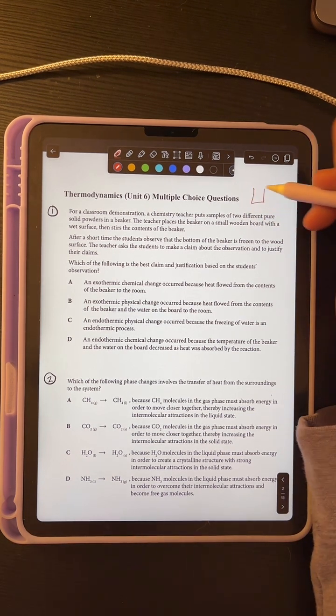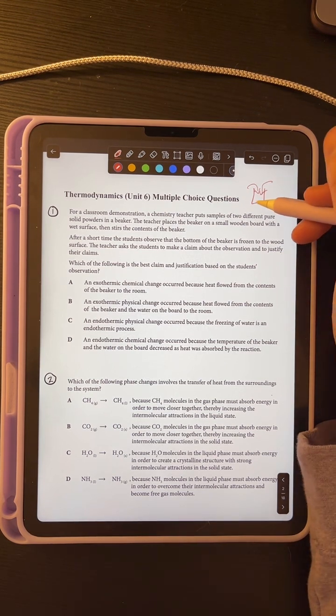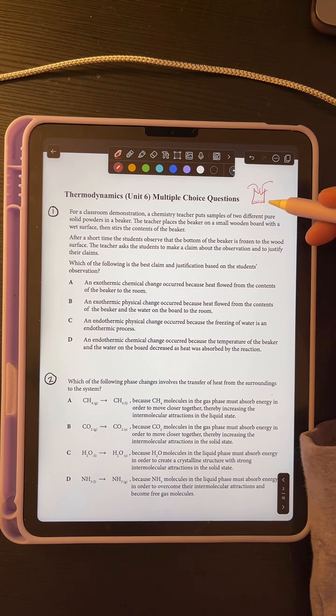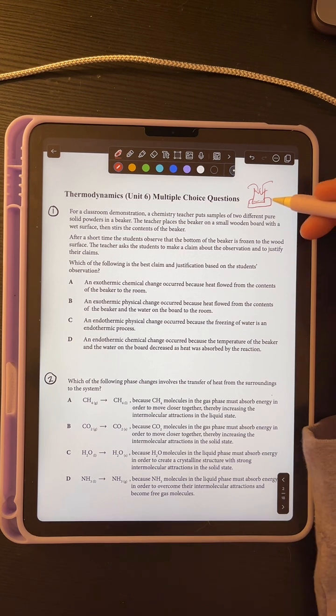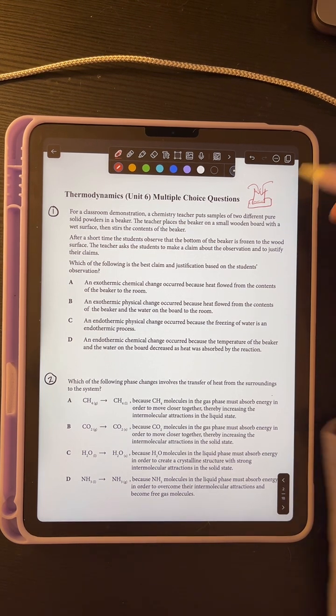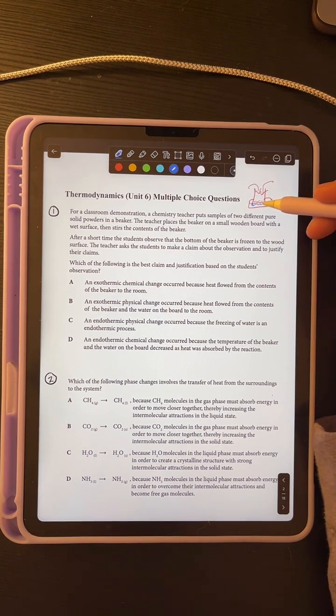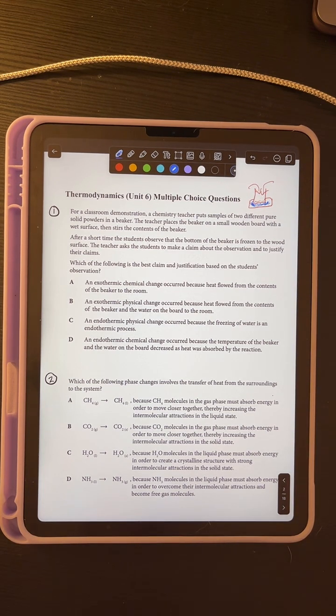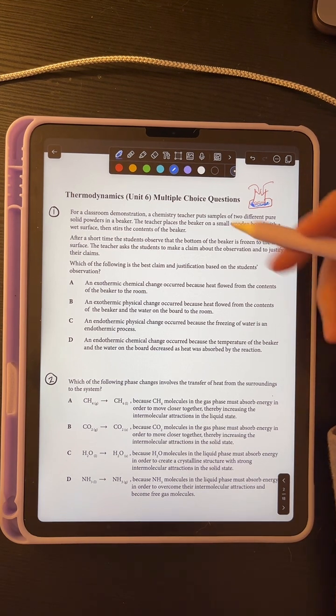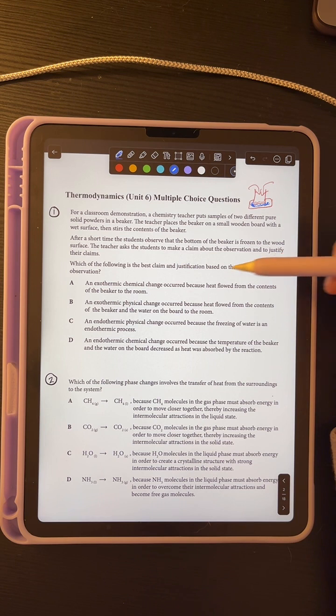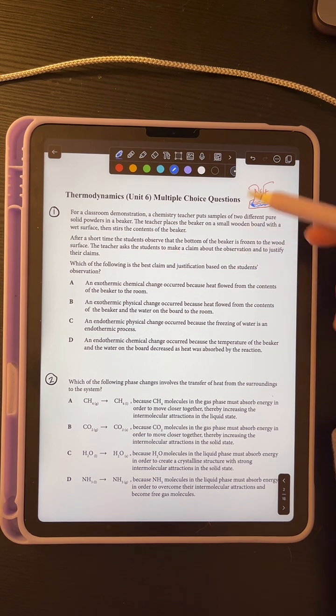So we have a beaker, and we're going to be adding two things to that beaker, two solids. Now, the solids are going to react in some fashion, and the only thing we're really told is that it's on this wooden board, but the board is now becoming ice. It's freezing around the board. So I'll just put some blue around here to signify that the ice is kind of forming. It's freezing to that. So which of the following is the best claim and justification based on the student's observation?